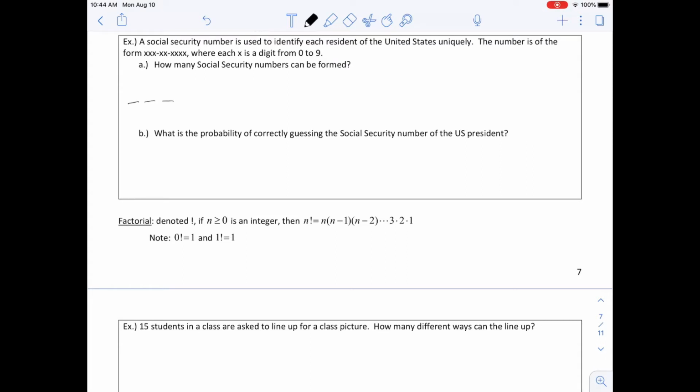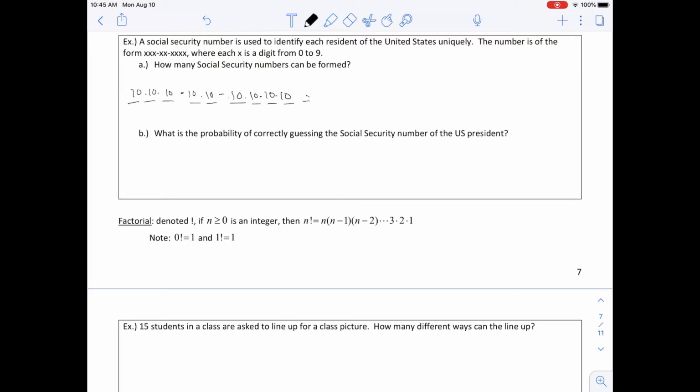So you can go ahead and put dashes here. So 1, 2, 3, a little dash, 1, 2, dash, 1, 2, 3, 4. And each of these spaces is a number, and there are 10 different possibilities between 0 and 9. Once you have all those 10s in there, you can go ahead and multiply them.